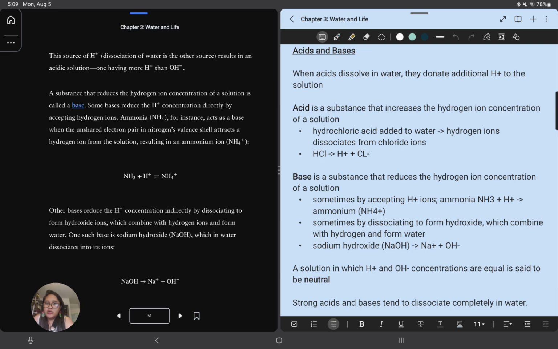Some bases reduce the hydrogen ion concentration directly by accepting hydrogen ions. Ammonia, for instance, acts as a base when the unshared electron pair in nitrogen's valence shell attracts a hydrogen ion from the solution, resulting in ammonium ion.